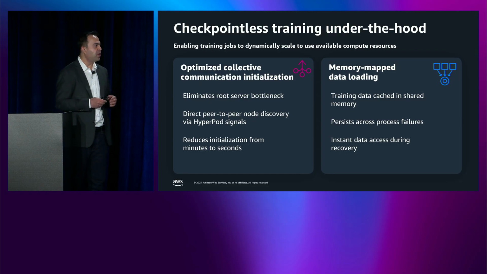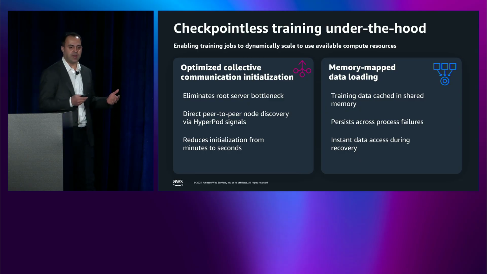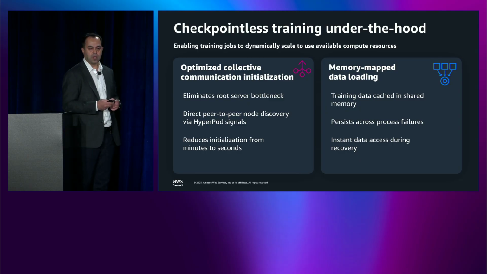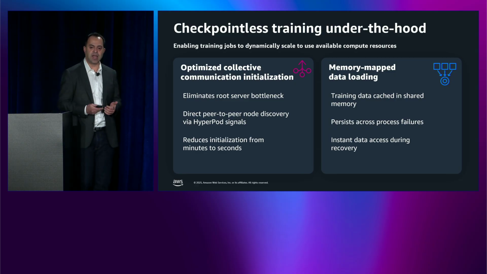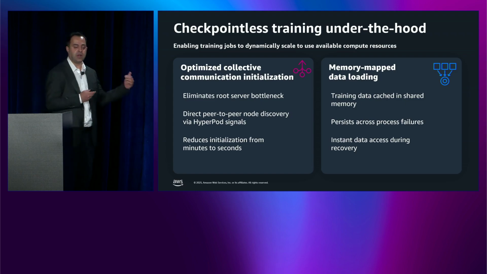So this new innovation caches the training data in shared memory through memory mapped files that persist across training failures. So when your training resumes, it has instant access to training data while your data pipeline is initializing.